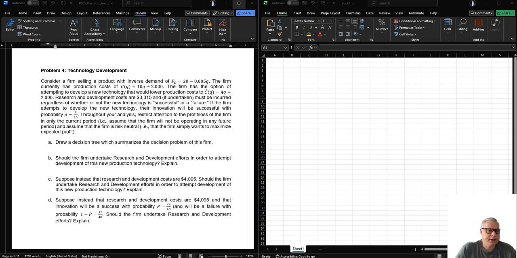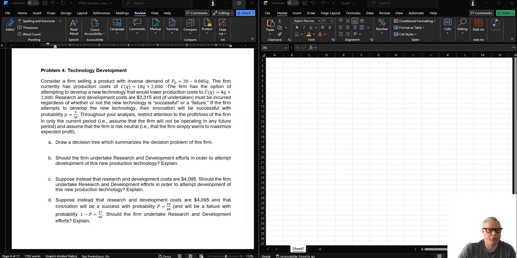All right, so the next problem 4 is about technology development, and it's a little bit more comprehensive already because we need to incorporate a little bit of economics as well in order to derive profits. But let's first take a look at what the problem is.